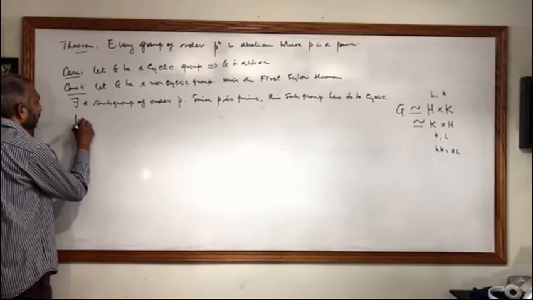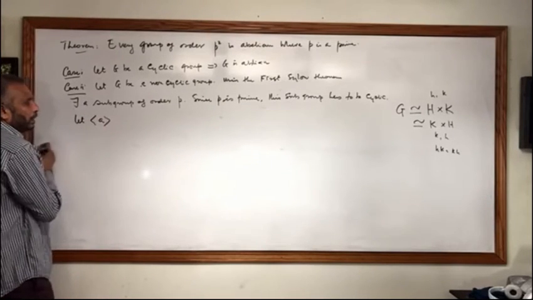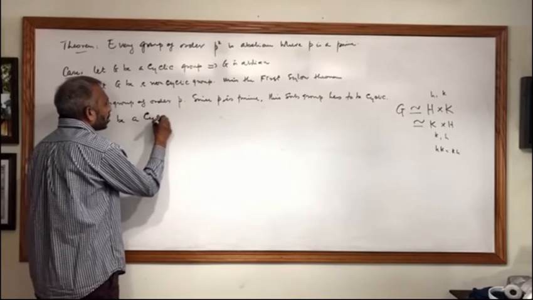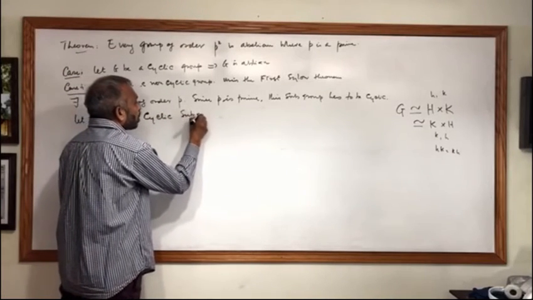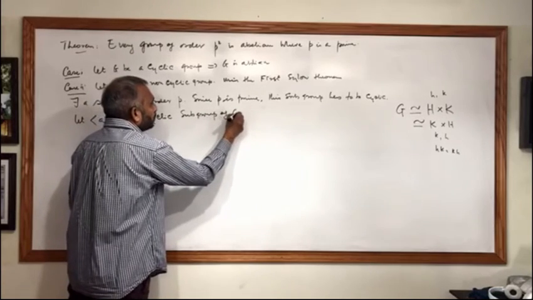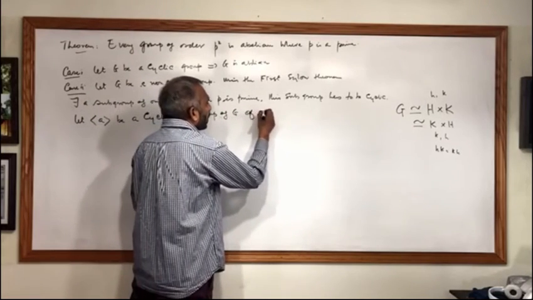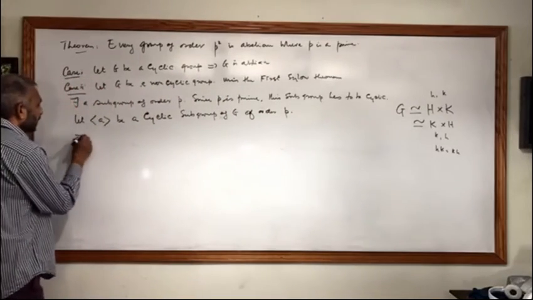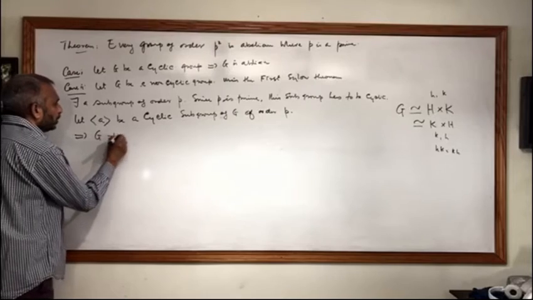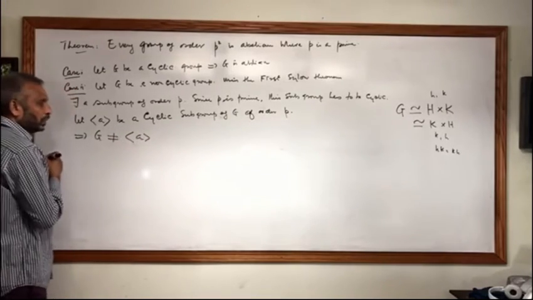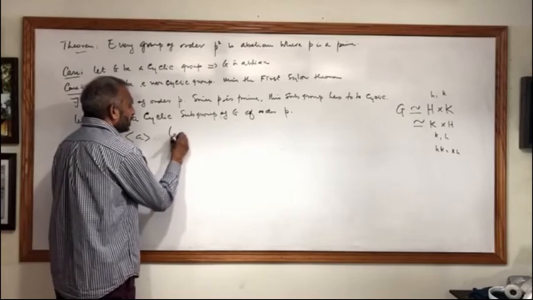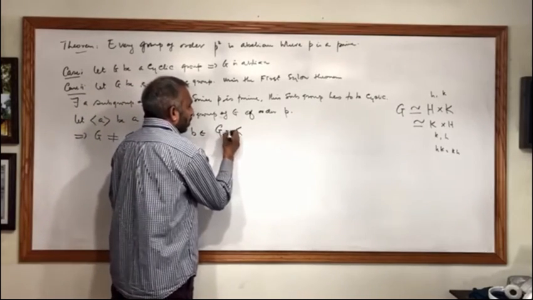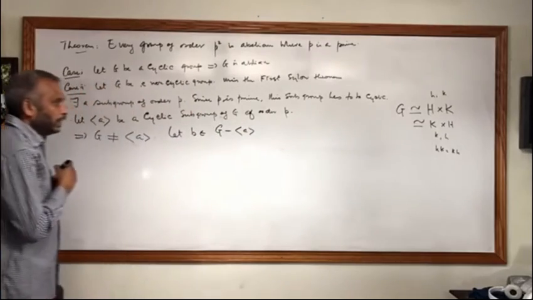So let A be a cyclic subgroup of G of order P. So that implies G is not equal to A. So what you will do is let B belong to G minus A.